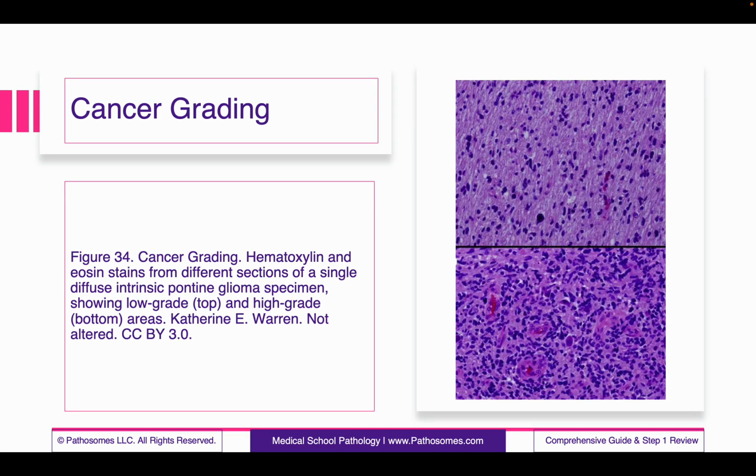And here we have an image showing at the top and bottom various gradings for a particular condition. We have a pontine glioma at the top and bottom, but can you guess which one is high grade? If you're pointing at the bottom, claps to you. You got this. You understand grading.